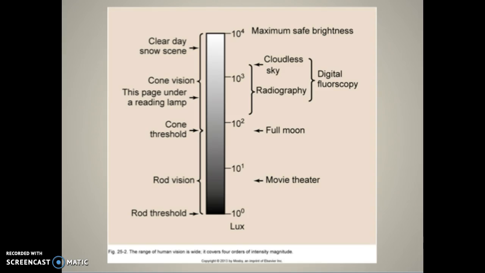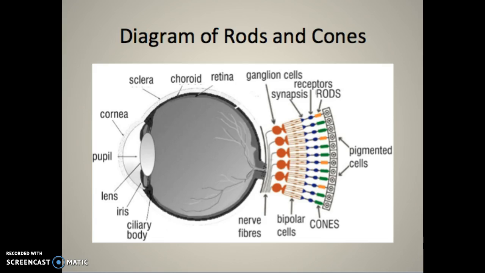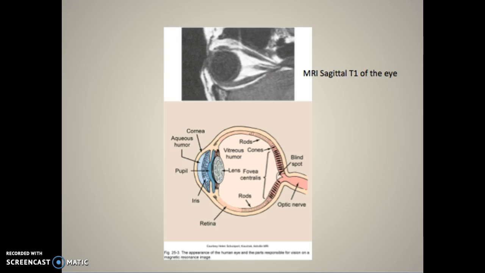So when we're looking here at this graph, you can see the lux here and the cone threshold and your rod vision with your cone vision here. Just a diagram here again of rods and cones, showing you the general layout. When we are looking at an MRI, this is an MRI sagittal T1 of the eye, you can see a little bit of thickening down here, so your rods are in the periphery and your cones are in the center.